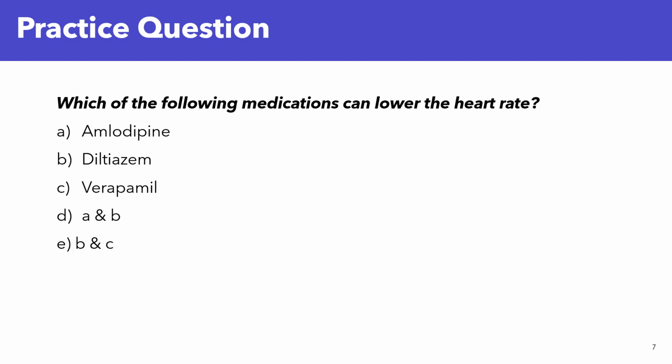Okay, so let's dissect this. All of your answers, A, B, and C, are calcium channel blockers, but amlodipine is a dihydropyridine. Diltiazem and verapamil are non-dihydropyridines. So the non-dihydropyridines are the ones that can lower the heart rate. So that means your correct answer would be E, B and C. So both diltiazem and verapamil.